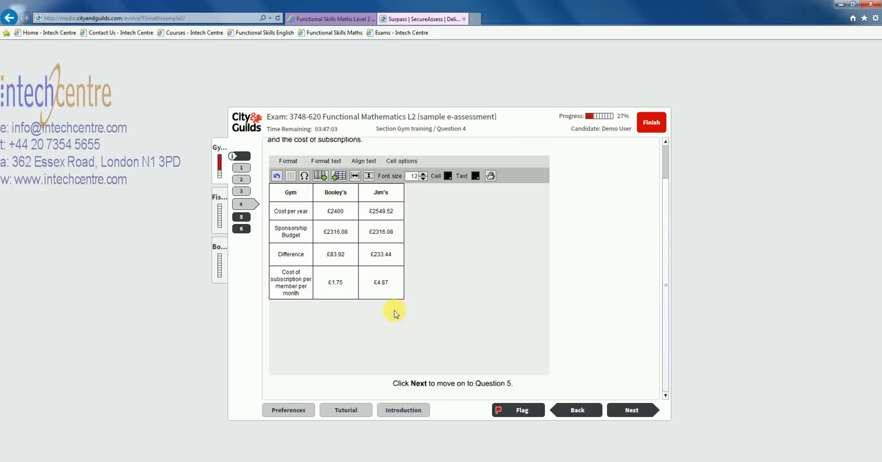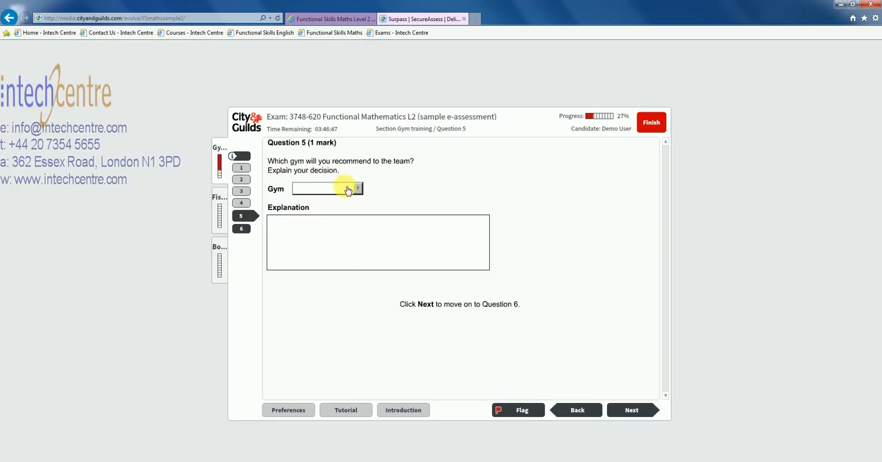It's a nice, easy layout. So you can see the cost of subscription per month for Booley's gym is £175 compared to Jim's gym, which is £487. And the cost per year is also far cheaper, therefore the difference in the cost of subscription is far less than Jim's. So that would be my answer. So I would pick Booley's gym.